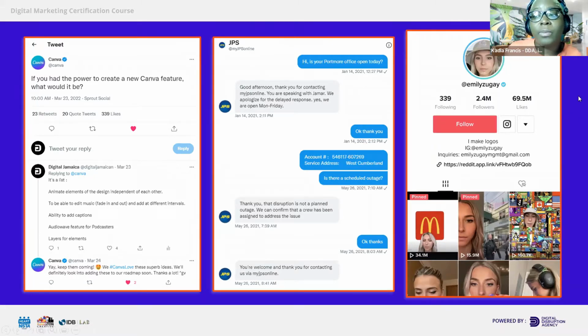So Canva, in order to, one, continue communication with their audience base, to acquire new audience, and to just get a finger on the pulse of what their audience wants, they often do these things like this, where they will throw questions out like, if you had the power to create a new Canva feature, what would it be? And as you can see here, Digital Jamaica is me. I had a list, honey. I had a whole list, and this wasn't even my full list.